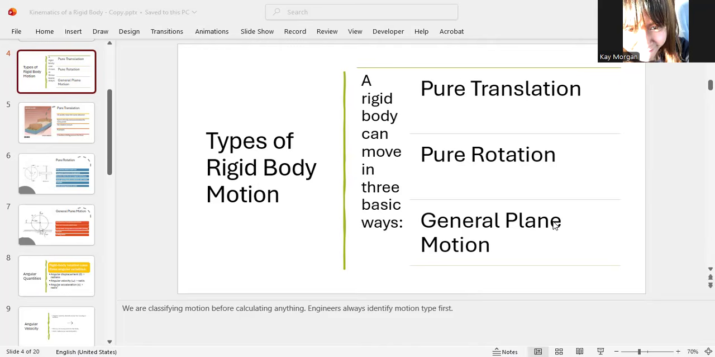Then we're going to get to the last one, which is general plane motion. General plane motion is also called general planar motion. It's the same thing. It happens on a plane. This is the most common type of motion in real machines, in the real world, in mechanical engineering and engineering technology, of course. In general plane motion, the object is going to translate and rotate at the same time. Don't forget, at the same time.